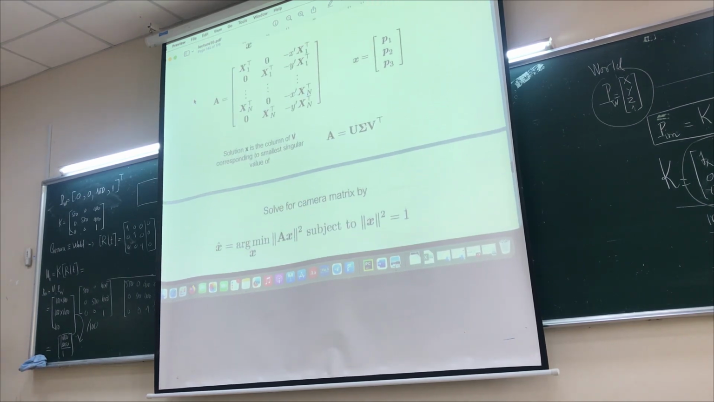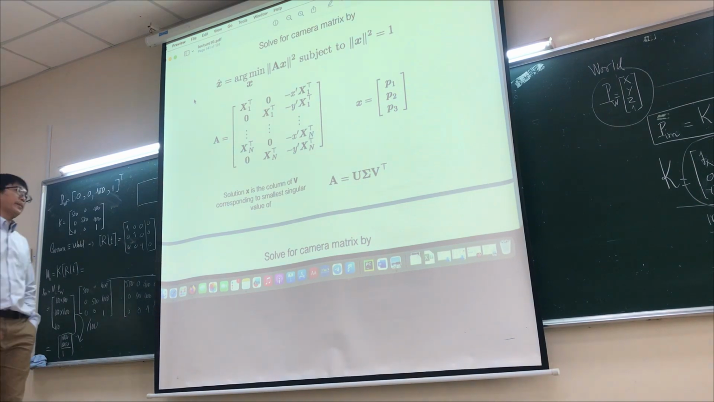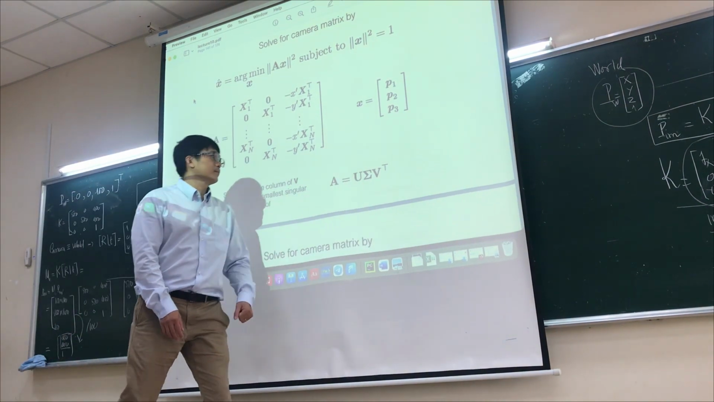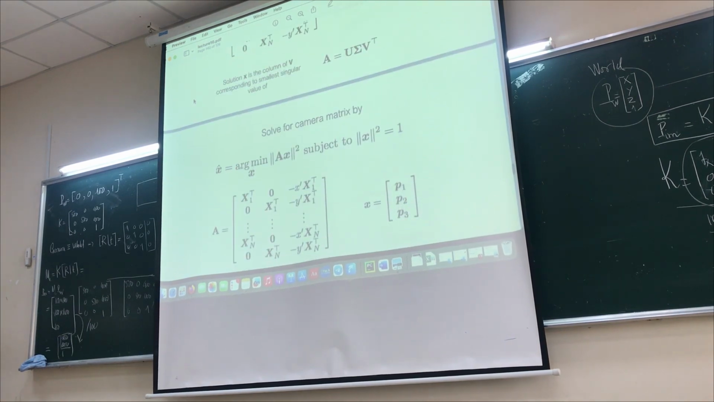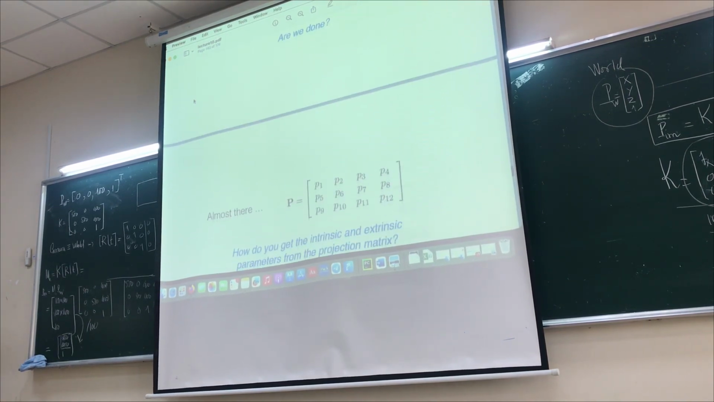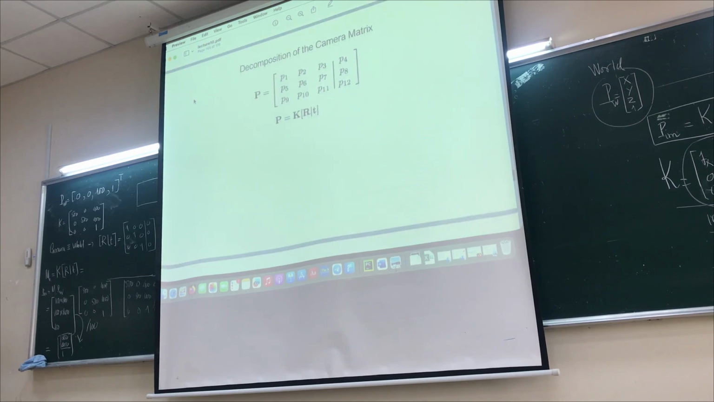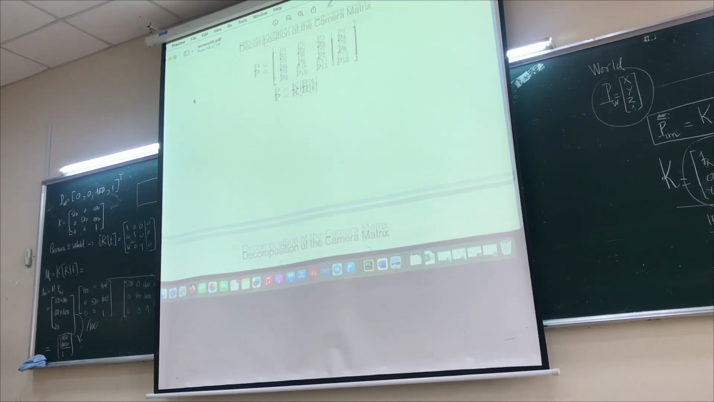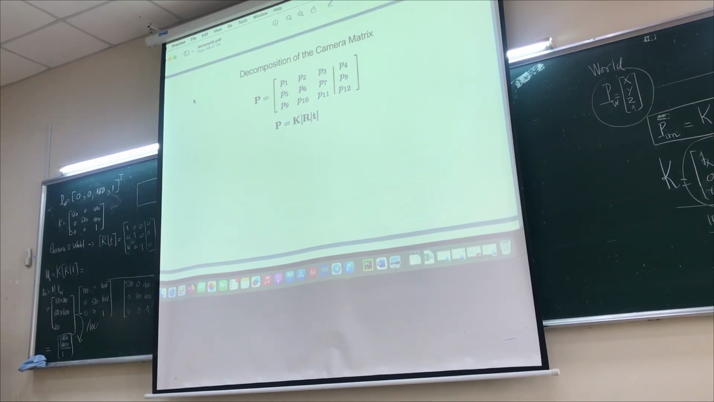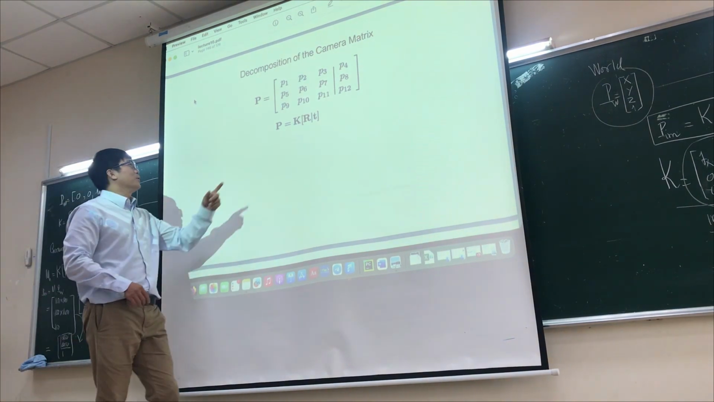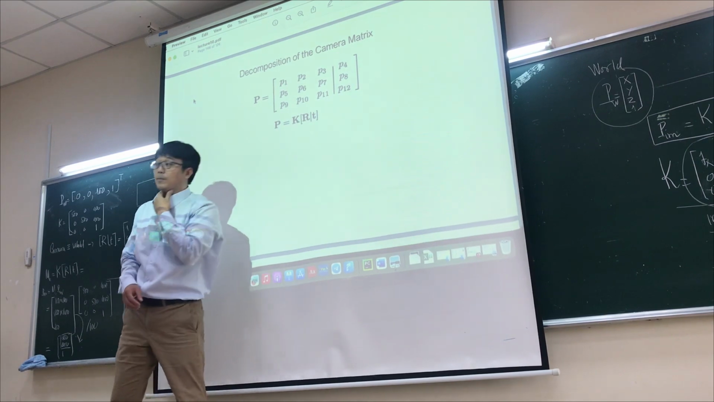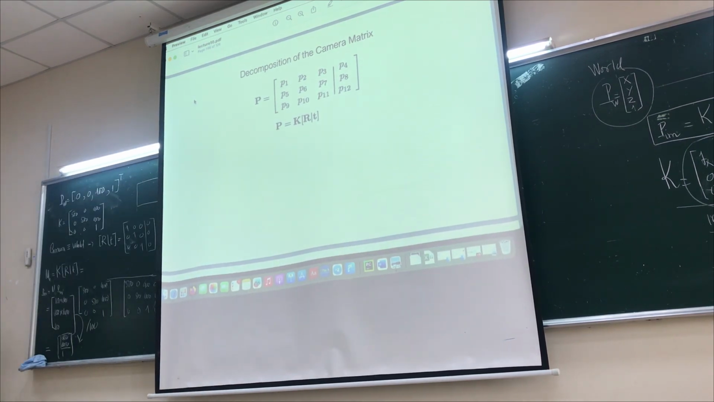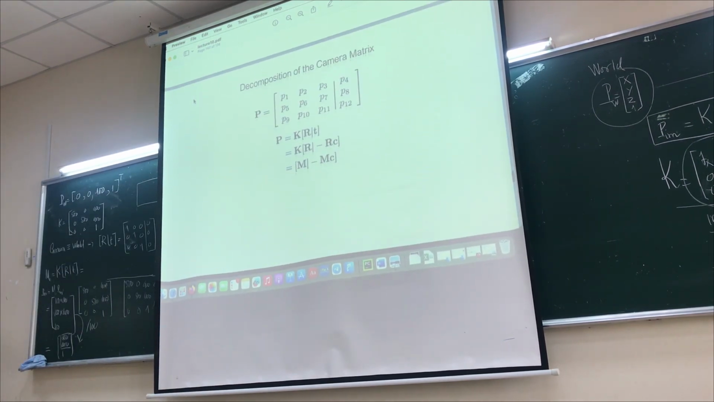And SVD actually decomposes into three matrices like that. SVD, right? So you have 12 values. It returns you the 12 values. Because it returns 12 values, you have to keep them.